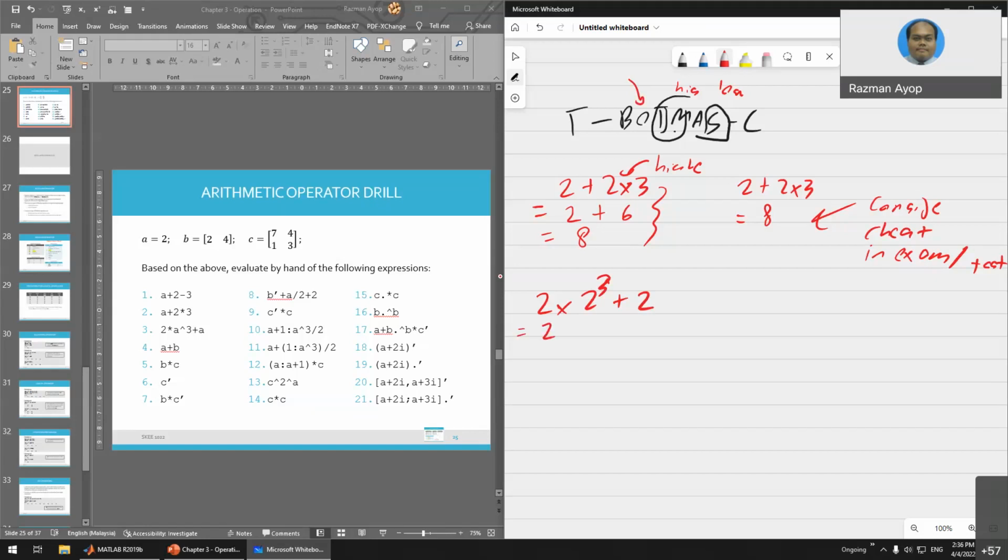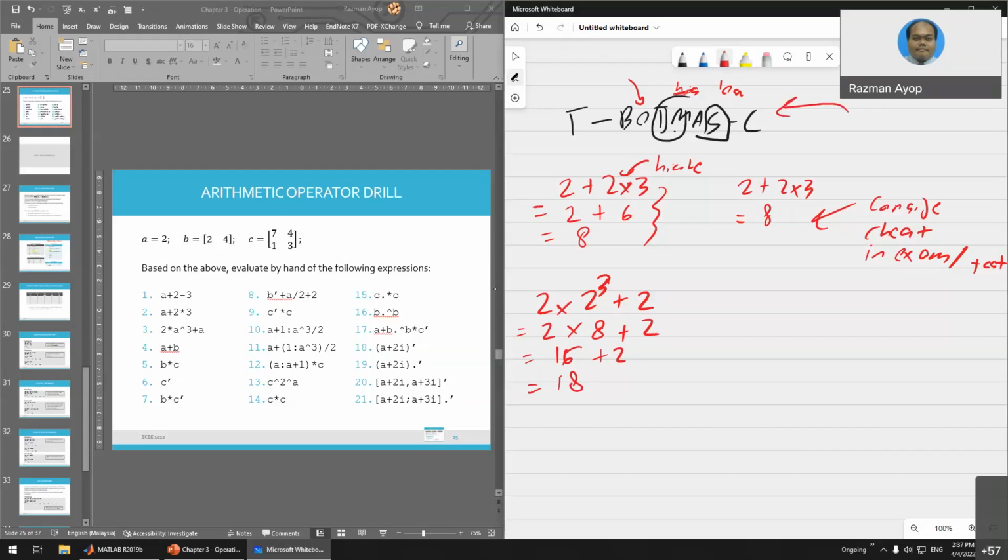So 2 multiplied by 2 to the power of 3, which is 8, plus 2. So 2 multiplied by 8, because multiplication has higher precedence than plus, is 16, and then plus 2 is 18. Make sure you do it like that. If they have the same precedence, you just go left to right. But if they don't have the same precedence, make sure you use BODMAS.